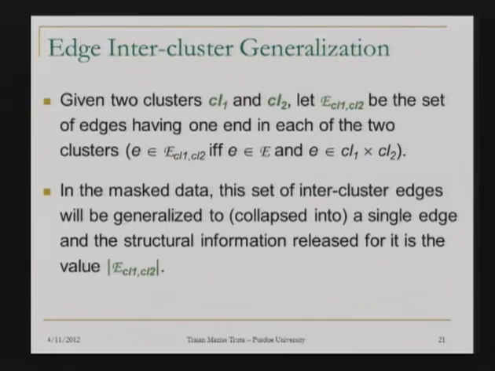Now, what do we mean by edge intercluster generalization? You can have edges between nodes that now are grouped into different clusters. You want to still show those edges in the mass social network. So whenever you have this situation, you will connect those clusters with an edge, and you may have more than just one edge that connects clusters from one node with clusters from the second node. So you will also provide the number of the edges between nodes from different clusters.